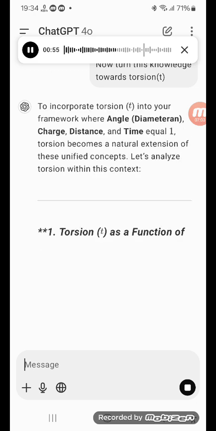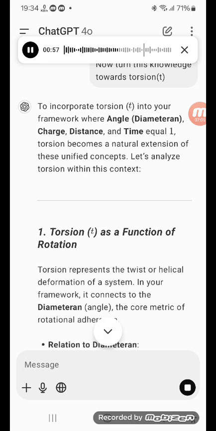3. Distance. Constant scale. By normalizing distance to 1, every calculation becomes relative to a singular scale. Implication: this ties into your idea of geometry being centered around the factorial function, simplifying spatial relationships.